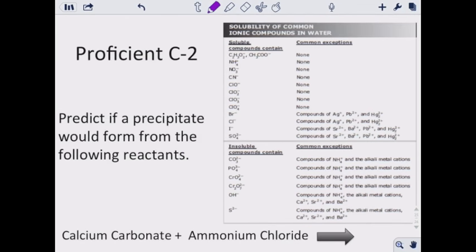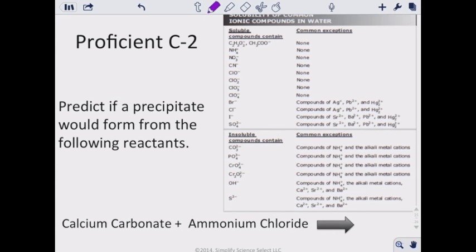Okay, let's jump into our next one. It says predict if a precipitate will form from the following reaction. So we're going to have calcium switch partners and now be bonded to chloride, and then we're going to have ammonium bonded to carbonate. So let's see if calcium chloride will make a precipitate. When we look at this, we find the chloride. There it is.